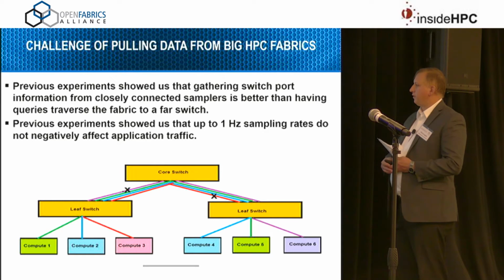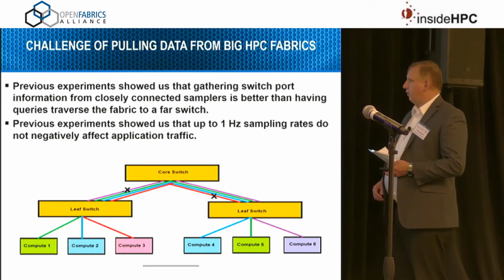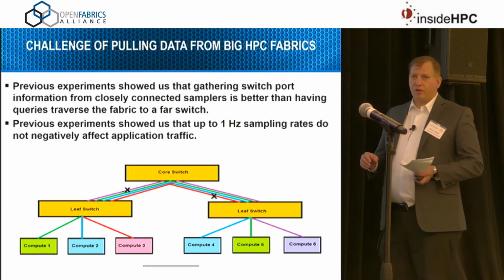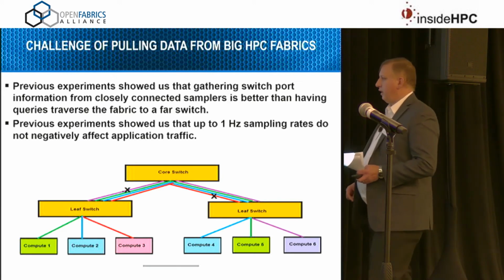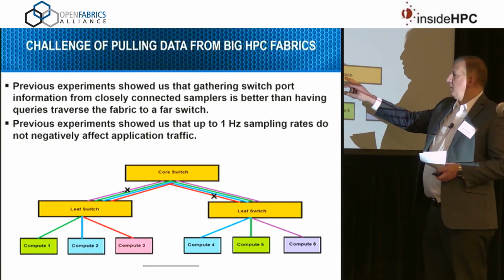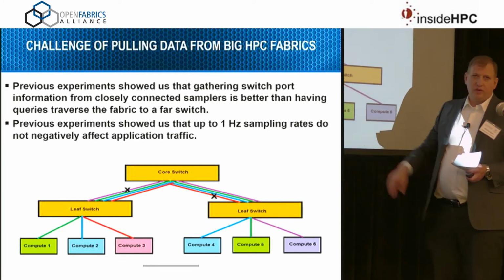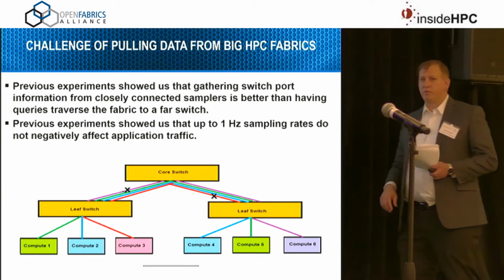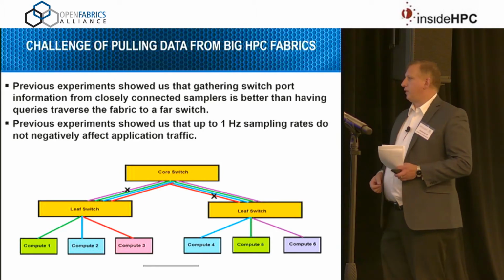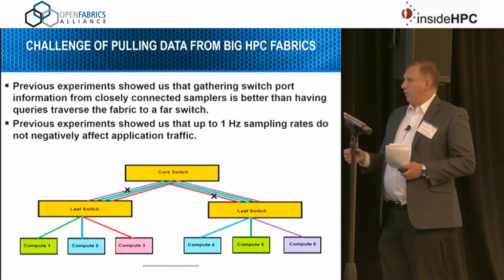We also found out some other information. We want to sample things more locally to our sampler. For instance, if we have a node over here and it's connected to a leaf switch over here, we're going to ideally go to that leaf switch first to get the information, so we're not traversing the whole network. That also degraded our sampling times. We also try to stay local.